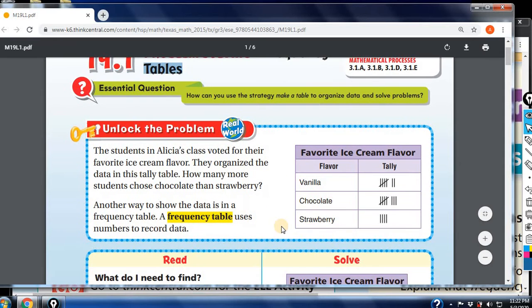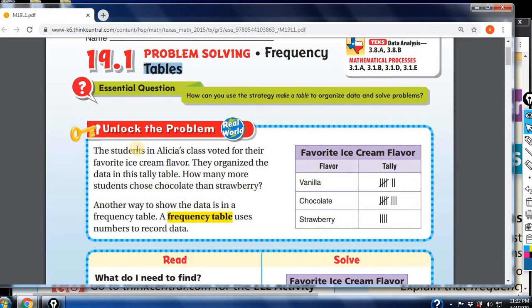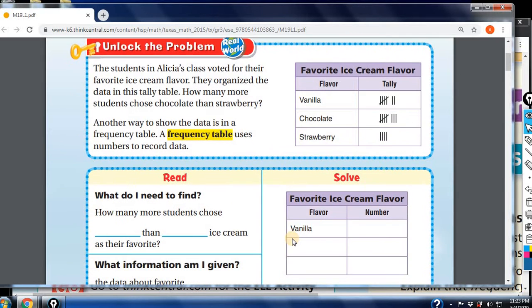So for example, let's look at this question here. The students in Elisa's class voted for their favorite ice cream flavor, and here's the title right here, Favorite Ice Cream Flavor. They organized the data in this tally table. How many more students chose chocolate than strawberry? So we're going to look at how many more chose chocolate than strawberry. Let's go ahead and fill out this section here.